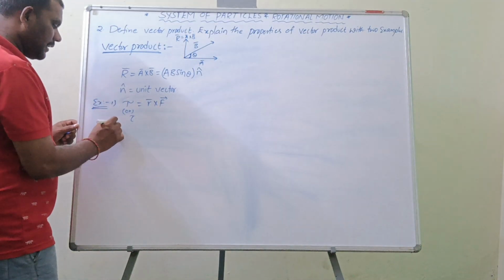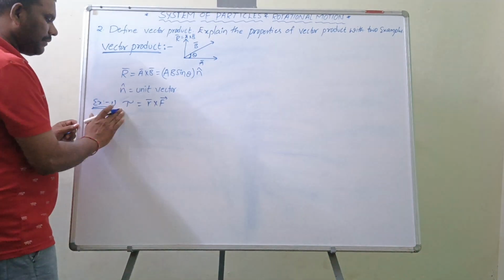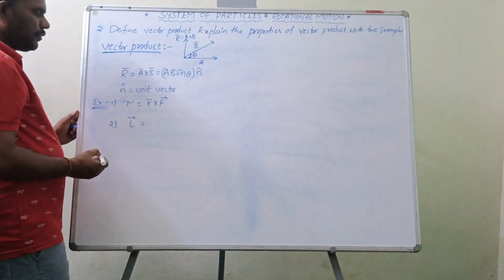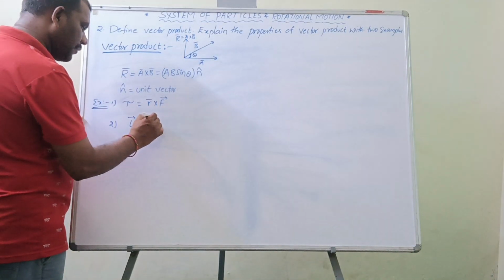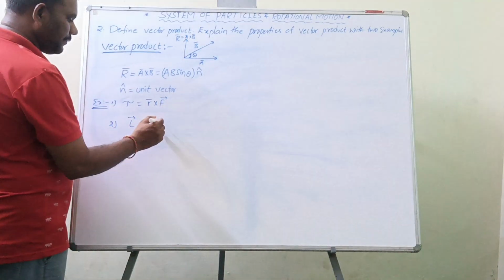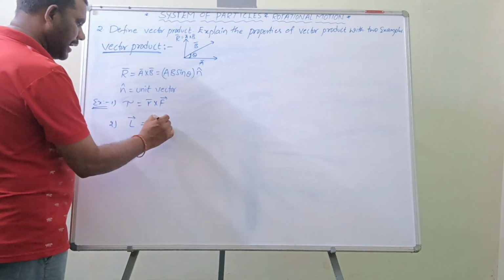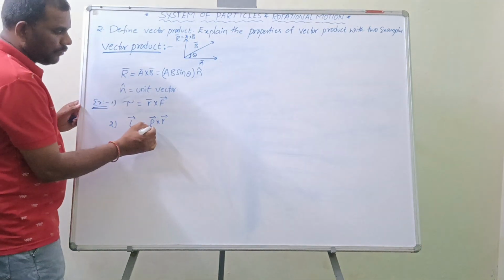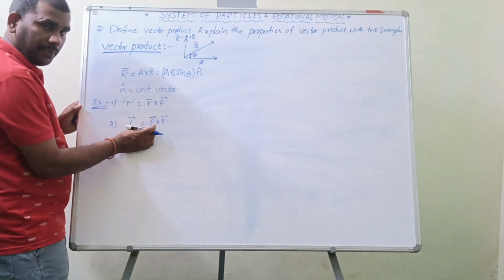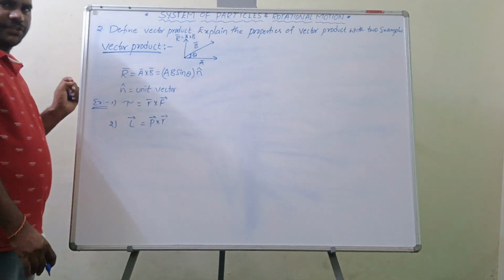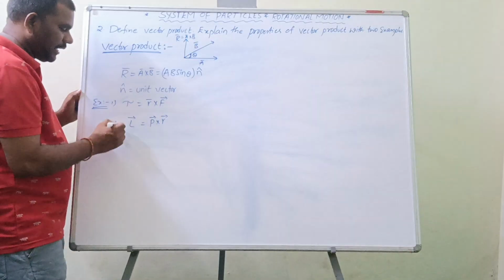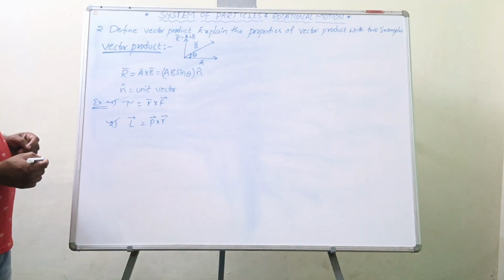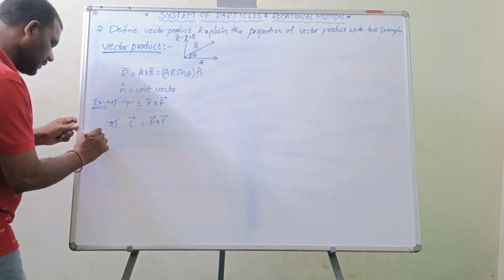And the second example is the angular momentum. L bar is equal to the product of position vector r bar and momentum p bar. So these two are the examples of vector product. Next one, coming to the properties.